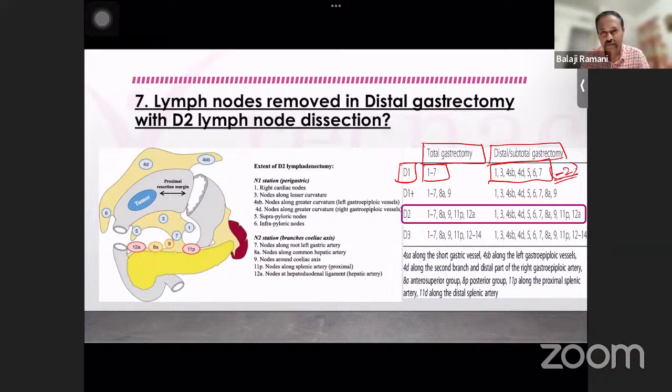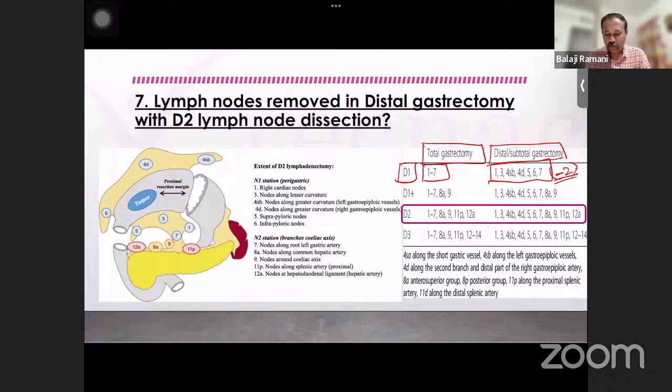This we already discussed when we were doing the class on gastric cancers, but it bears repeating. So 1, then 2 is not there, 3, 4, 5, 6, 7. It is basically the same 1 to 7, but station 2 is considered to be distant metastasis in a patient who has a distal gastric tumor. The left paracardiac region, it's very unlikely that a tumor will metastasize there. If it goes there, it is considered to be metastasis.